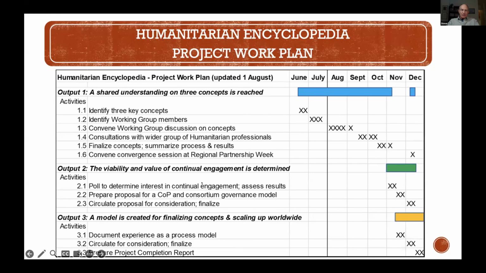So once we have that, then we go with the next two outputs. We're going to determine the viability and the value, which is making the case. And we'll do a poll. There'll be a poll at the end of this session, which I'll organize, to determine the interest in this, and then do the proposal. And then we document it as a process model, because if it's interesting, this is just Asia. We can take it to Latin America and the other organizations as well. And so that's the idea.